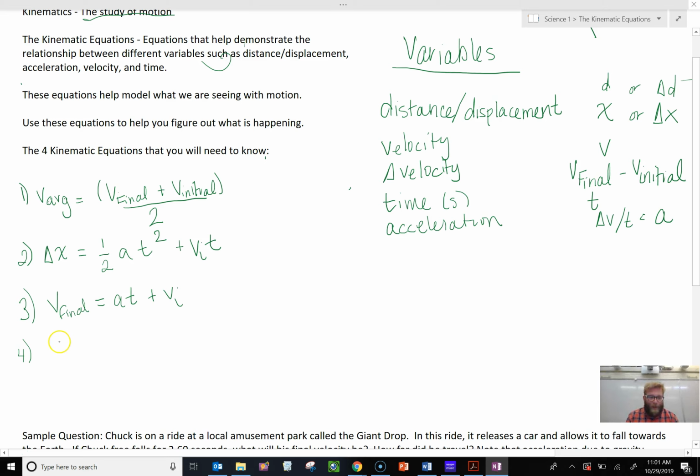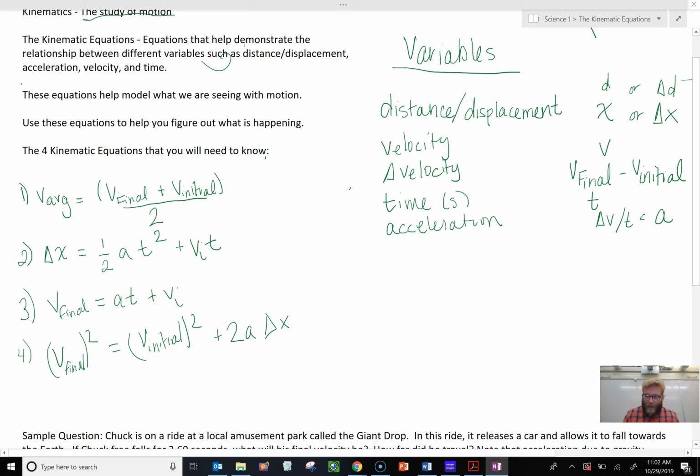Okay, so if you're missing one of the variables, to find your final velocity, we take that vf and square it, and that is going to be equal to your initial velocity squared, plus 2 times your acceleration times whatever your change in distance is. Okay, so those are the 4 equations.